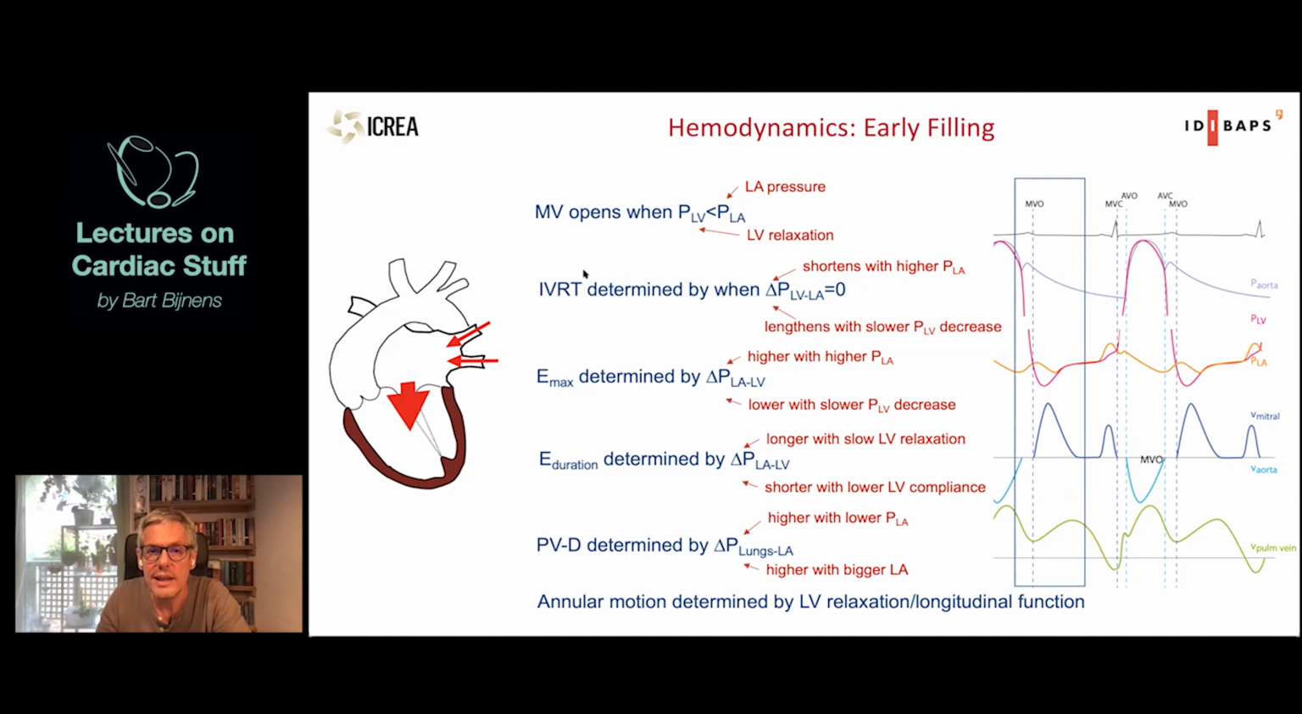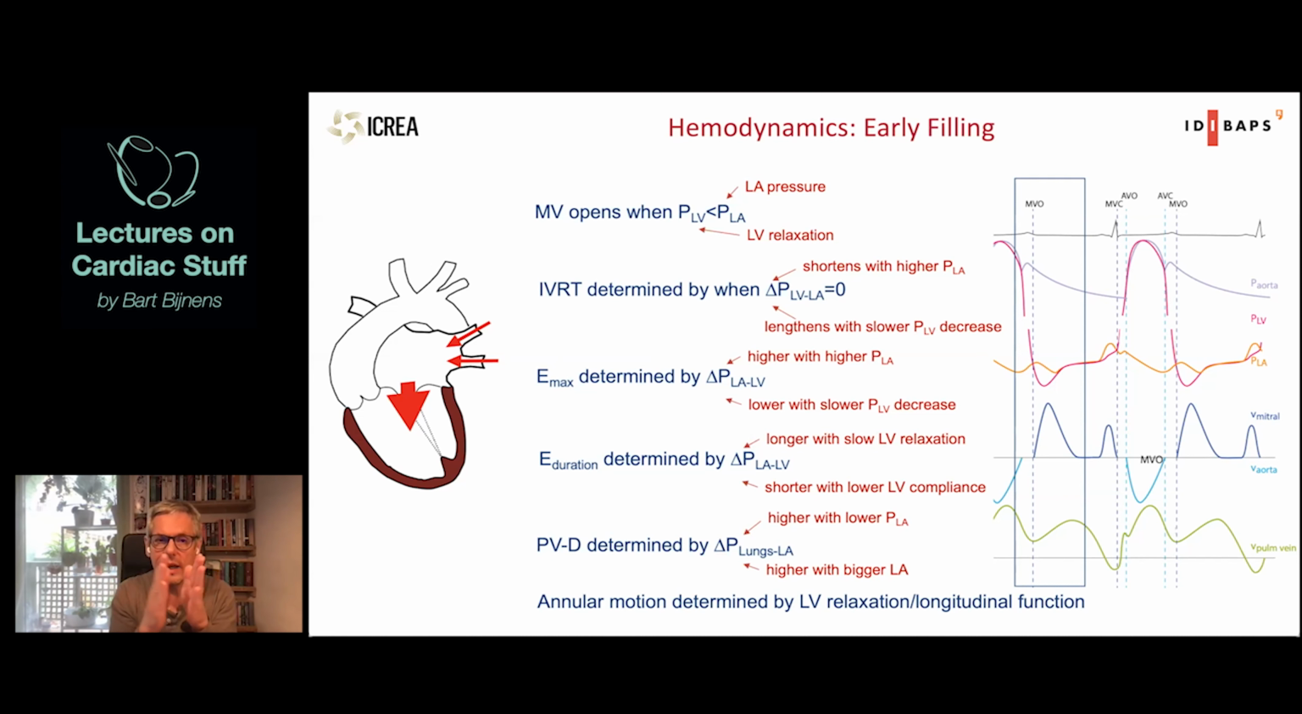So when we then look at the isovolumic relaxation time, again, it's determined by the mitral valve opening. Well, it's actually determined by this pressure gradient between the two. So if we have increased atrial pressure, we will see that the IVRT will go down. If we have a slower decrease of the pressure, it will lengthen. If the pressure is dropping slower, the crossing of the atrial pressure and the ventricular pressure will be later, and so our IVRT lengthens.